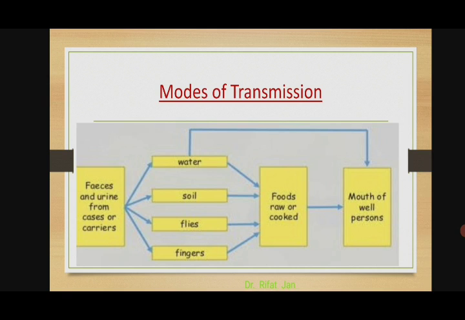Modes of transmission, like I said, it's more commonly present in the feces and urine of cases and carriers. And from there, they are passed through the water, soil, flies, and fingers, which are the source to the foods, either raw or cooked, and from the food to the mouth of the well or healthy individual. So from the feces, through water, soil, flies, and fingers, to the food and to the mouth of the individual.